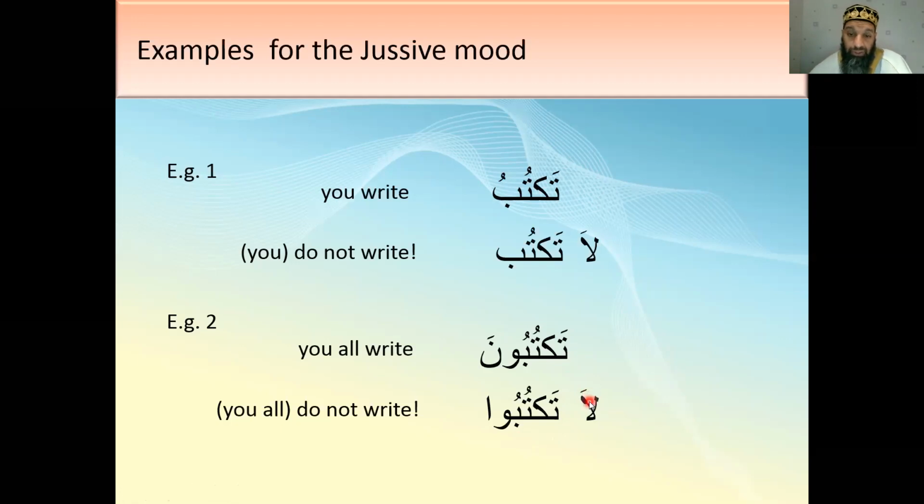Yeah. Right. So, taktubuna. Taktubuna, you all write. And la taktubu, you all do not write. Right? The noon dropped. The word is the same. But there's a la coming now, which means don't do that thing. Right?